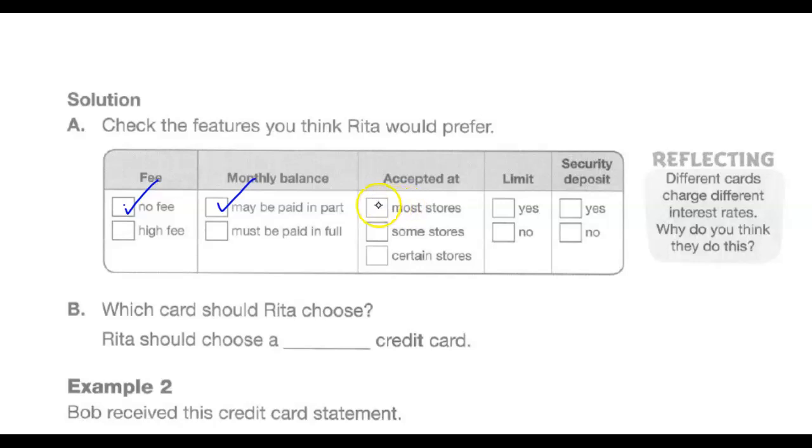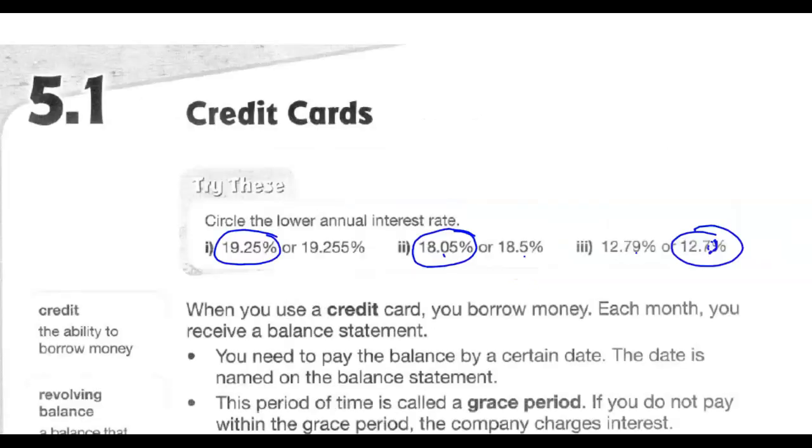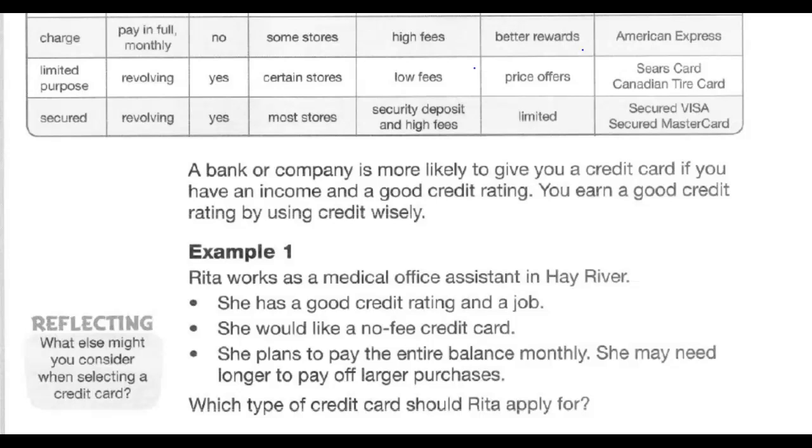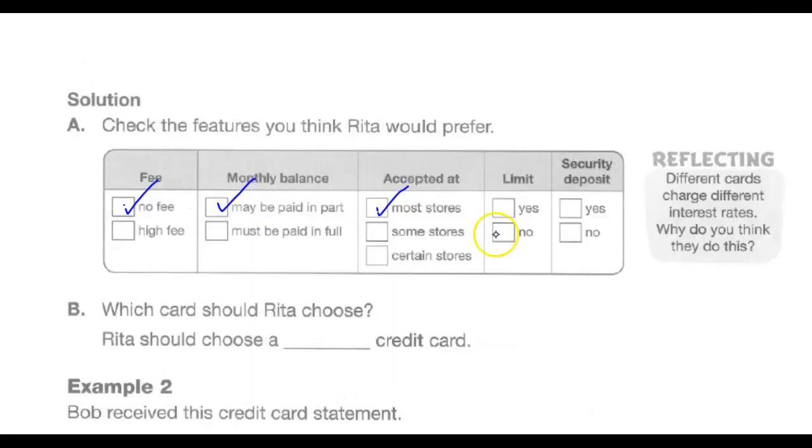I think she wants it to be accepted at most stores. What does she want? A limit, yes or no? I don't know, did she say that? She didn't say, so it's better if you don't have a limit, but you can. Security deposit, I don't think she wants that.